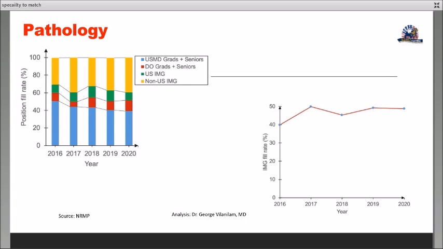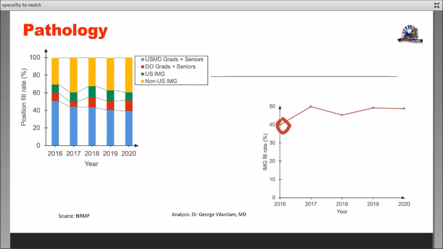So again, if you look at the NRMP data from the past 5 years, you will see there is a distinct increase in non-US IMG fill rate. There was an increase in the US IMG fill rate, but it flattened out in 2020. But the point here is that the IMG fill rate has increased, as you can see here, from about 40%. So we are very close to 50%. So 50% of all the spots in pathology are given to IMG. So that's a good sign.